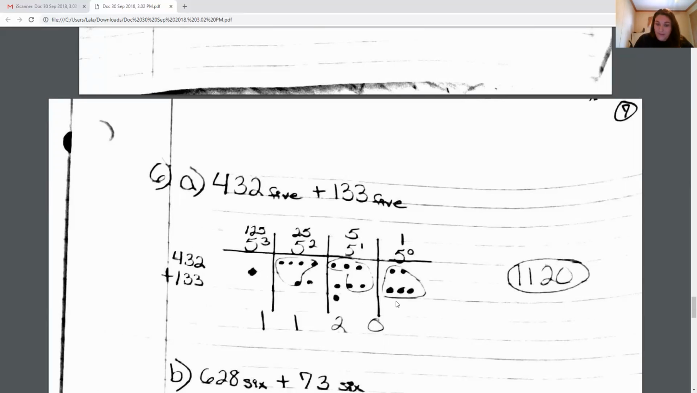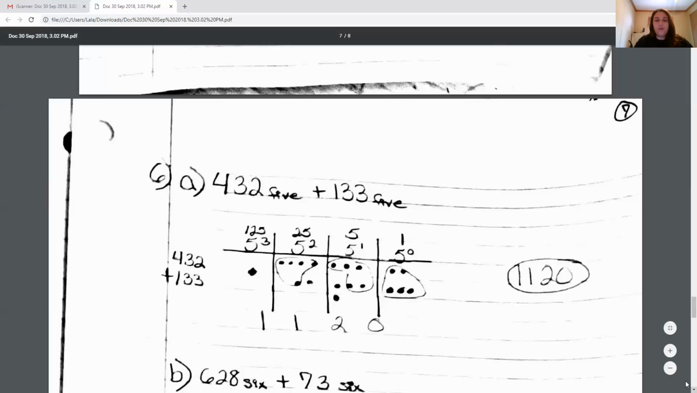So in this column, there aren't any dots that aren't in a big circle. So we'll put a 0. Over here, there's 2 dots that are left out. So we'll put 2 down here. This area, we have 1 dot left out. So we'll put it here. And there's this one. So the answer to this problem is 1,120. We're going to work a couple more, so don't worry, guys.